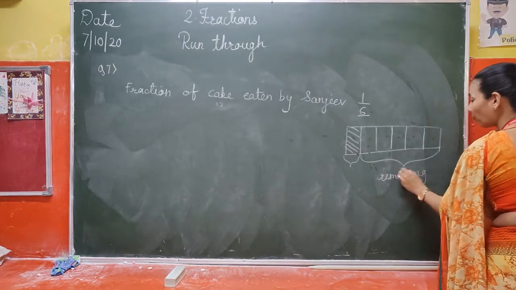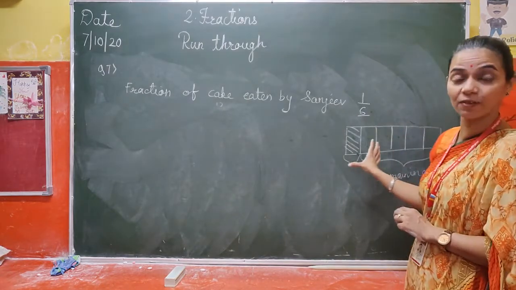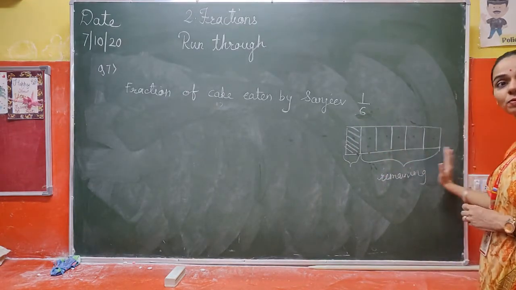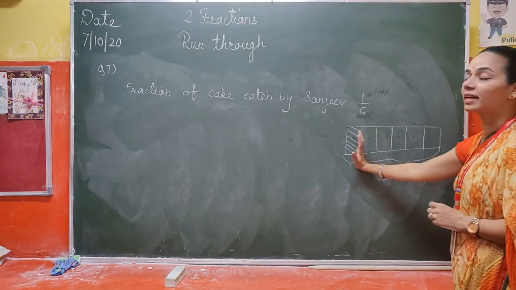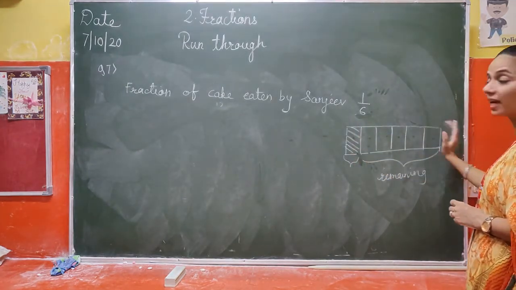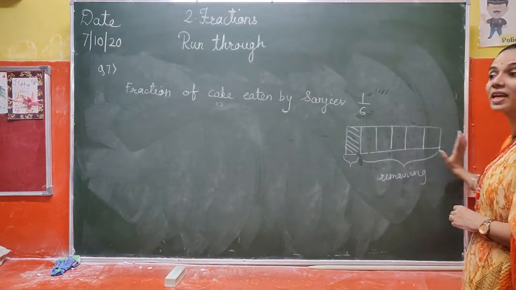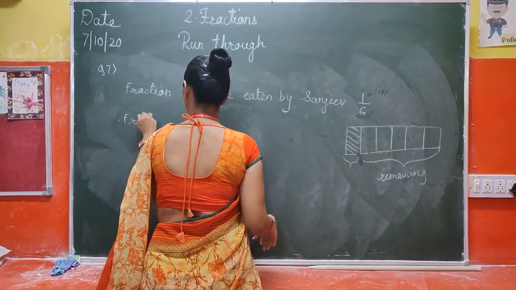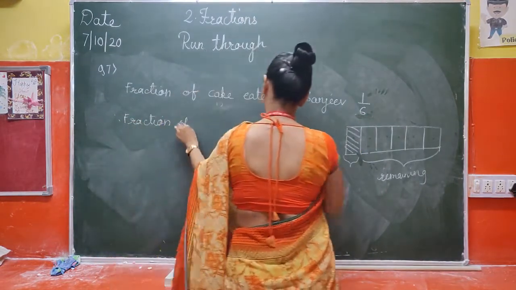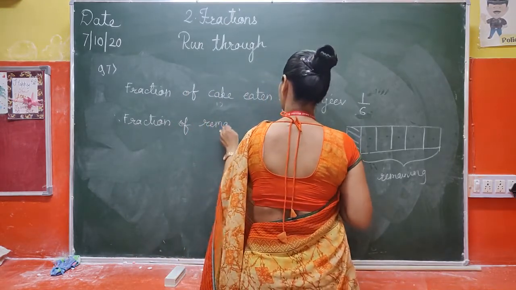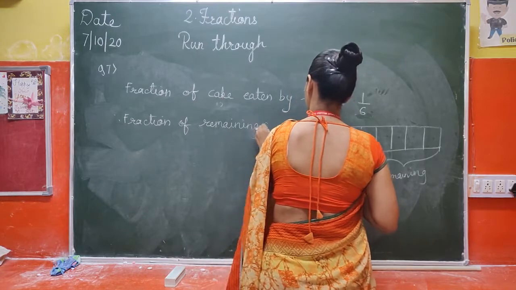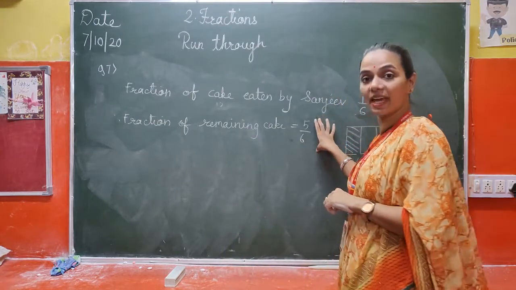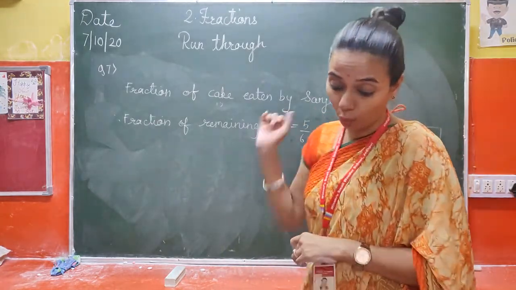So whenever you have this type of question, just draw figures so that it will be easy for you. This is the total cake. It is divided into parts given by the denominator, and the numerator will be the cake eaten by him. So if we have 6 parts of the cake, one part is eaten by Sanjeev and the remaining will be 5/6. So the fraction of remaining cake will be 5/6.